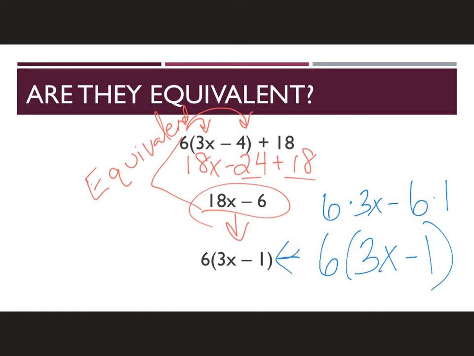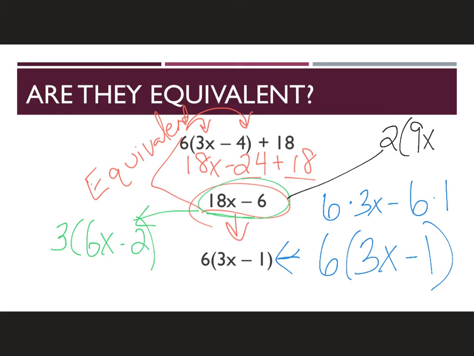Could I make another equivalent one? Yeah, I could. Instead of factoring out the 6, I could factor out maybe a 3. That would give me 3 times 6x minus 2. Or I could choose to factor out a 2. I could have 2 times 9x minus 3. All of these are equivalent expressions. They can be made from each other.